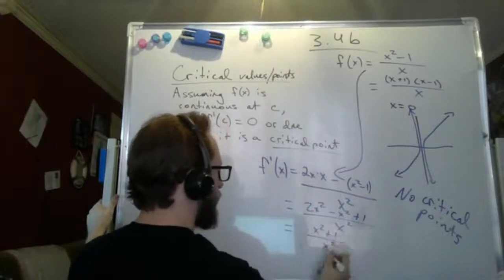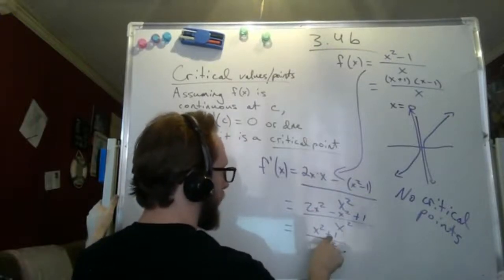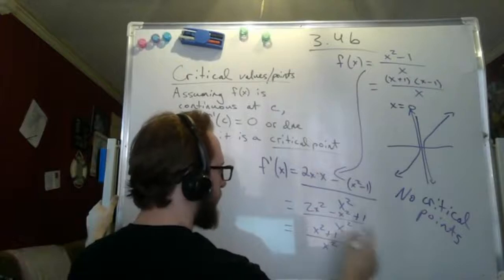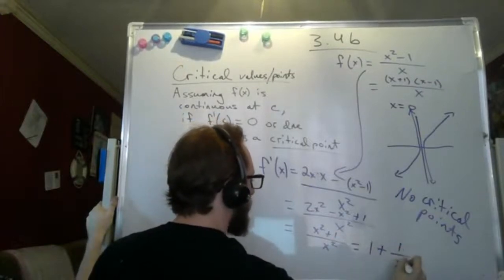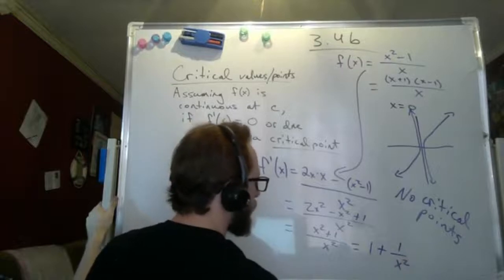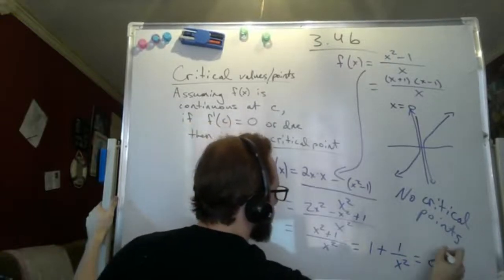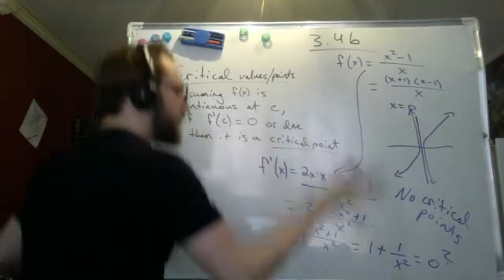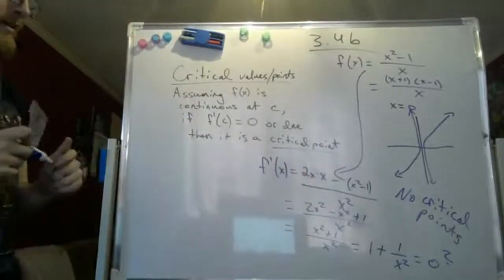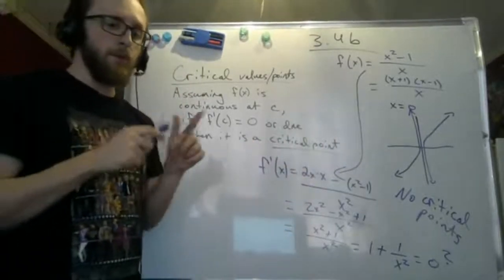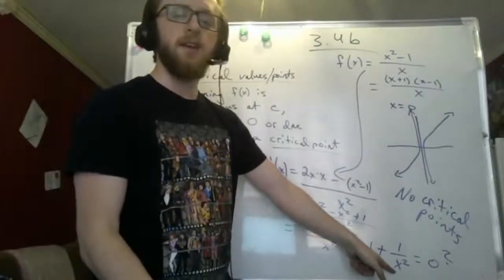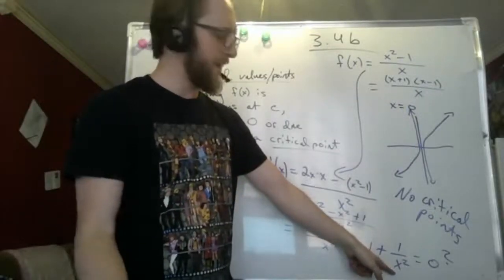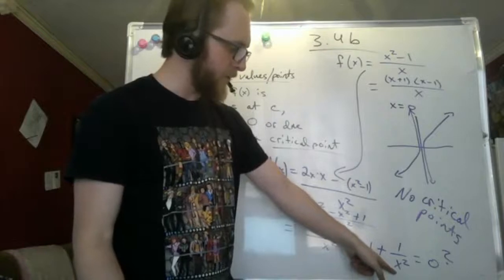And I could divide into both parts across this plus sign. So that's going to be 1 plus 1 over x squared. But now the question is, where does this equal 0? There's no x value I can plug in that's going to make that 0. But there is a point that's undefined. If I plug in x equals 0, well, that's bad. I can't do that. What's 1 divided by 0?